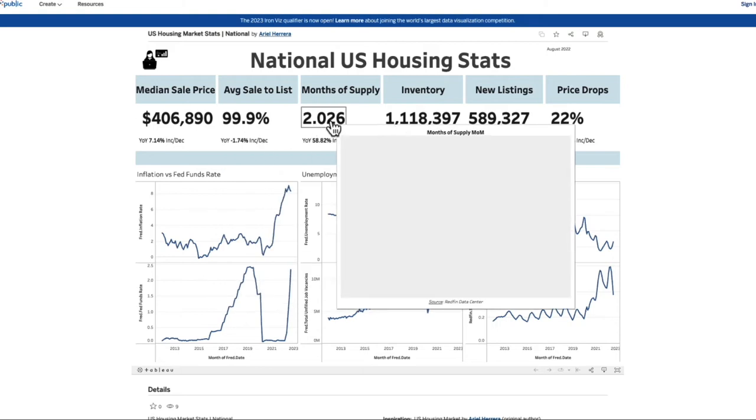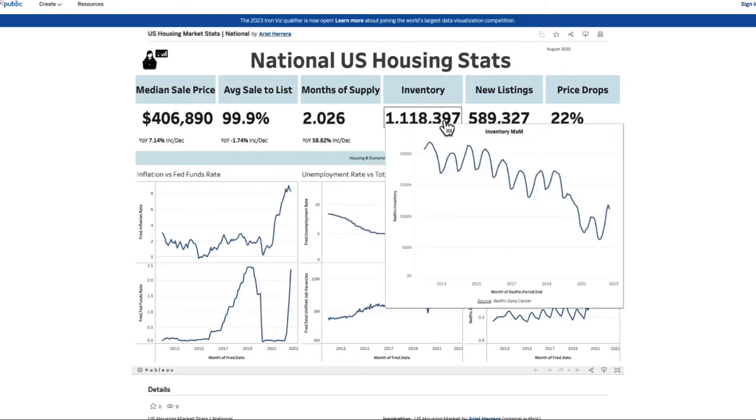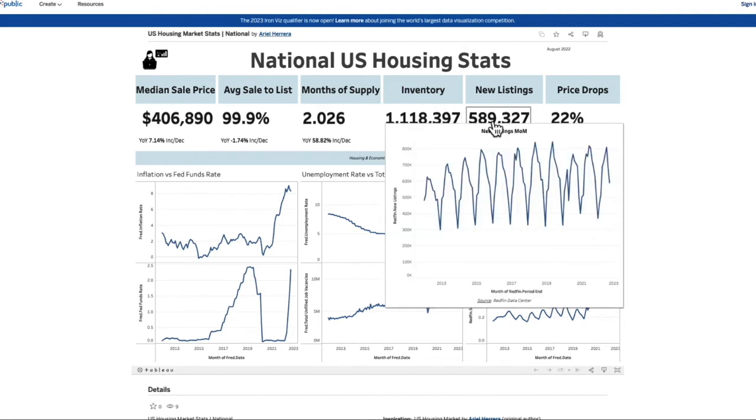asking. We also could see months of supply is climbing up, inventory also climbing up, and you might be thinking, why are there certain spikes that go up and down repeatedly? Well, that's because US housing is seasonal, where there's less transactions, selling and buying happening within the winter months.